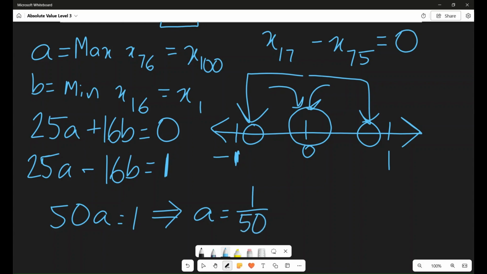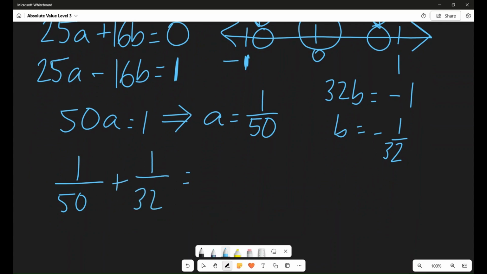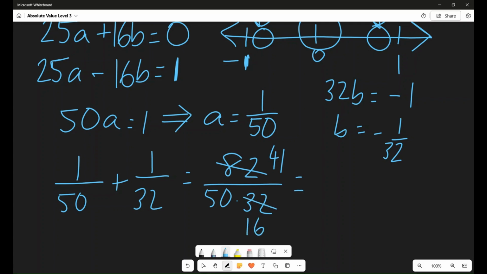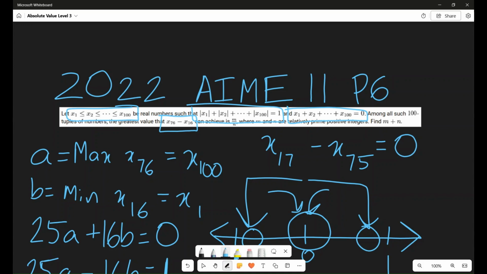And if we subtract the equations, we get 32b is equal to -1, and b is -1 over 32. Now we're looking for a minus b, so that's 1 over 50 plus 1 over 32, and that comes out to 82 over 50 times 32. After some cancellation, it's 41 over 800, for a final answer of 841. On to the next question.